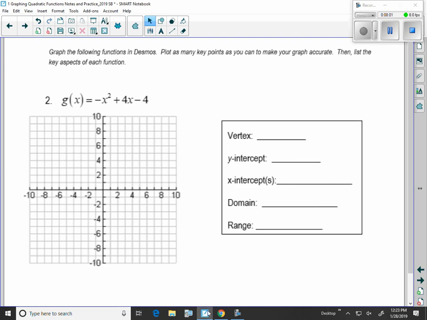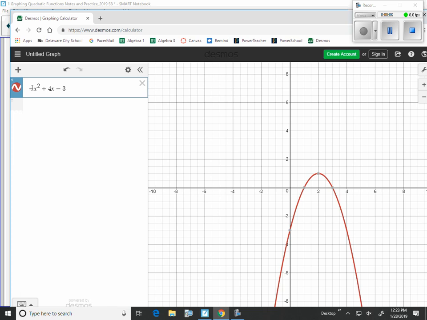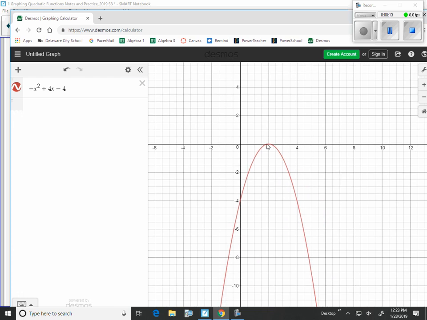All right, go ahead and put number 2 into Desmos. I would probably clear this out so you don't have to see the old one. What do you notice about this one? It's upside down. It's negative. It's a blue line, the other way. So the biggest thing is that it's pointing the other direction.